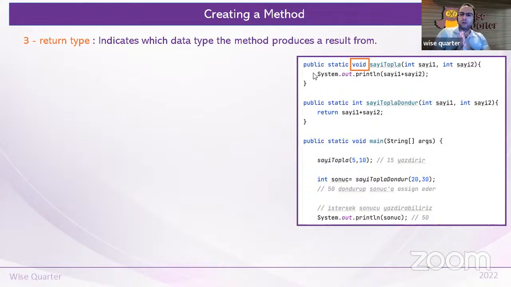Oh, void, return type. Public static is fixed, and you need to write the void. If you write return type, the third word should be about the return type. If you write void here, it means it won't return anything. Instead, it will just print something. You can print the result. You can print anything. You can even print hello world. It's totally up to you. When you write void, it will return nothing.